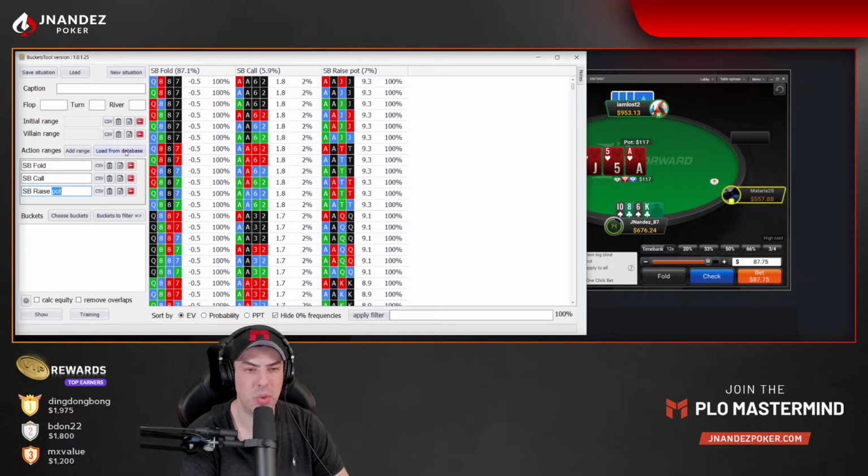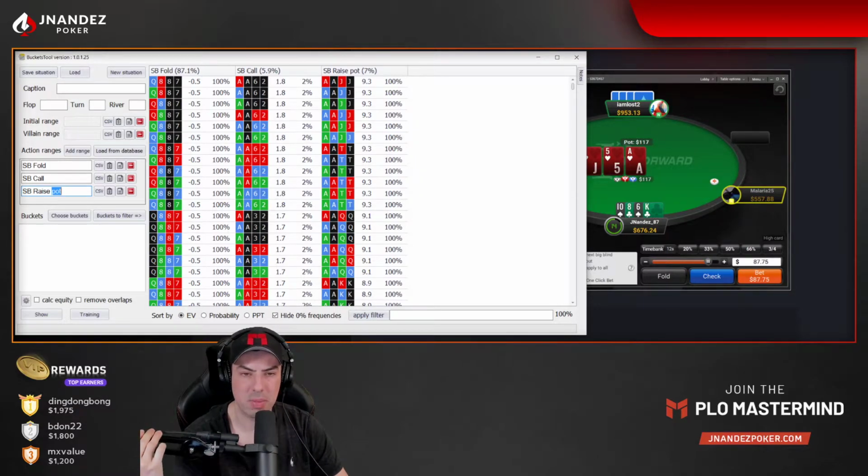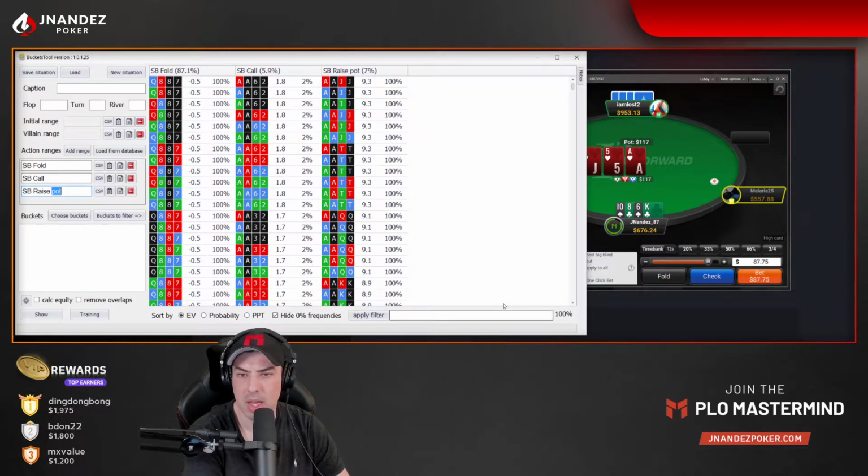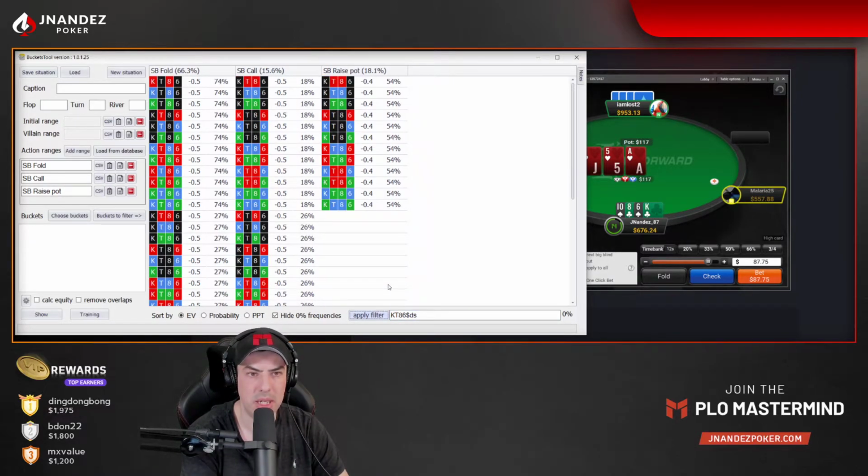These hand combinations are sorted by EV, so you can see the highest EV cold calls here, highest EV 3-bets here, and then all the folds are minus 0.5, and that is because when you're folding the small blind, you're losing 0.5 big blinds, which is the small blind. And now I'm going to just type in King 10, 8, 6, double suited. And we can see what the solution will be. And the answer is only 18% of the time we're going to 3-bet.